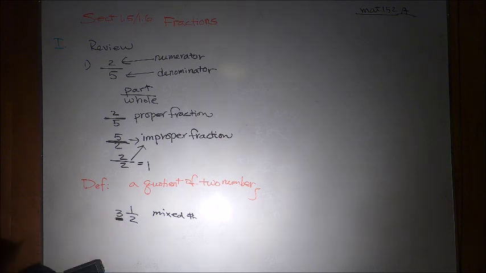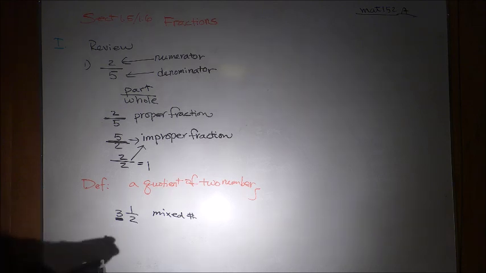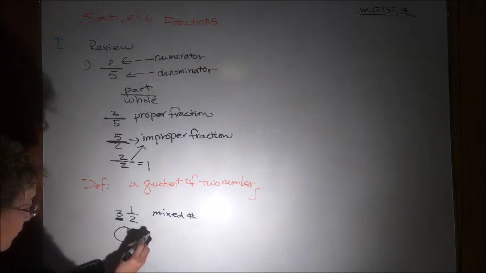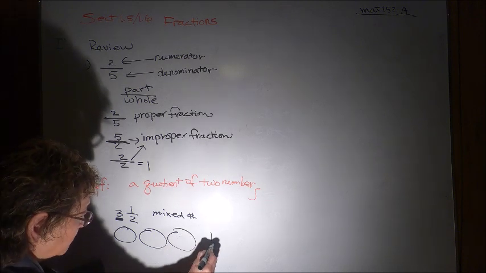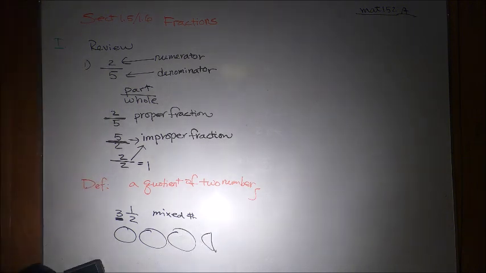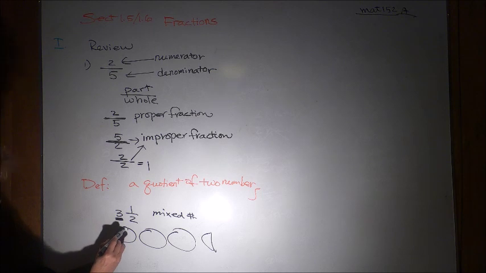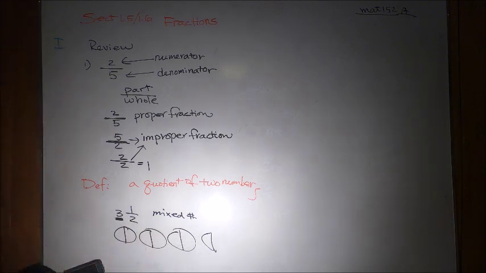So for mixed number 3 and 1/2, if I have 3 and a half pies, it means how many half pies do I have, right? Because it's a half. So if I have 3 and a half pies, each one of the pies I can cut in half, right? So if I change a mixed number to a fraction style, how will it look?